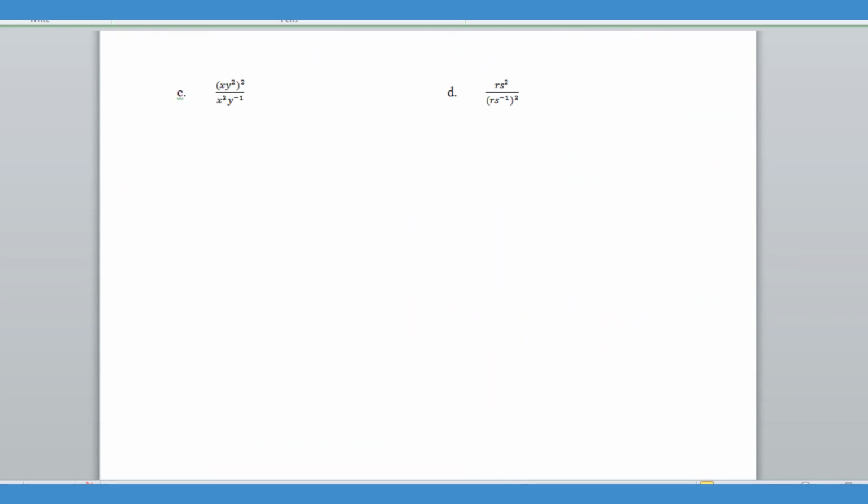Now we got a couple of others. So starting to layer on and get a little bit more complex. And so this is where we want to just take one property at a time and apply it one simple step at a time. And so what we're going to do here is the top, we're going to just go ahead and distribute the power of a power. Now remember that squared has to go both to the x and to the y because they're both inside the parentheses. So that's going to leave me x squared and y to the 4th with x to the 3rd and y to the negative 1.